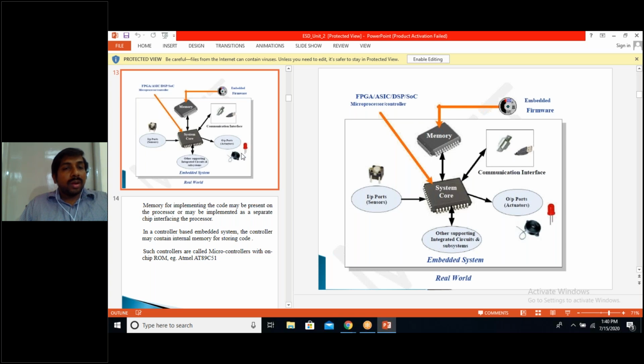These actuators are connected to the outputs and some other peripheral devices. So your input ports called sensors, output ports called actuators, memory, and other interfacing devices, all are connected by some interface. That interface can be a wired one or wireless. So this interface can be onboard or offboard. Onboard means within the PCB, all the ICs are communicating and exchanging the data. So that is called onboard.